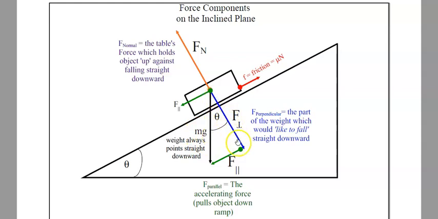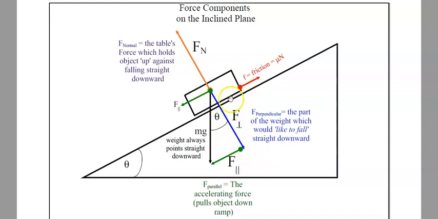The blue vector is the perpendicular component. Perpendicular to what? To the surface that's holding up the object. So the surface holds the object up and gravity wants to pull it through or down. So the new up is the orange direction. The new down is the blue direction. The perpendicular component is the part of the weight which would like to fall straight downward or through the surface.